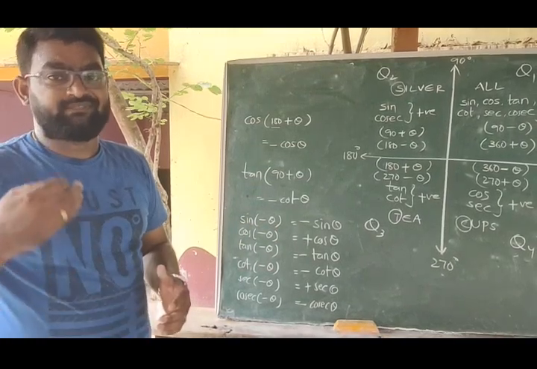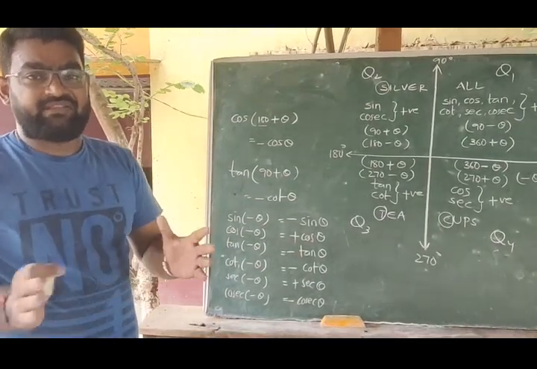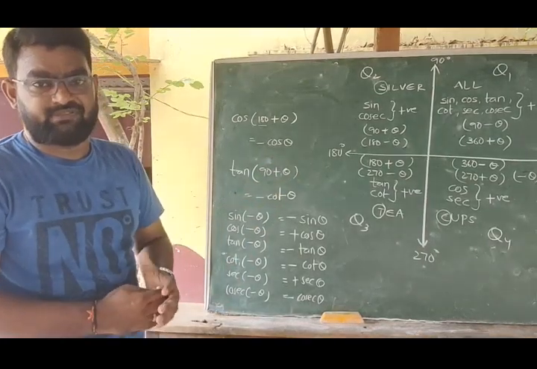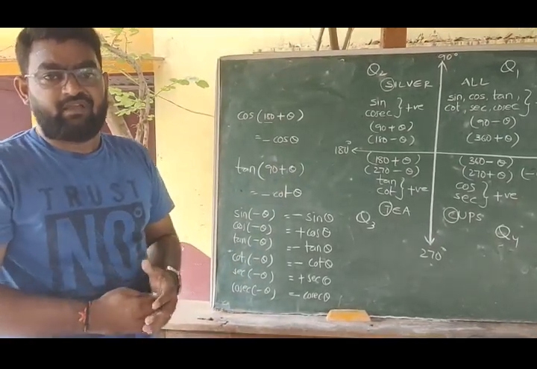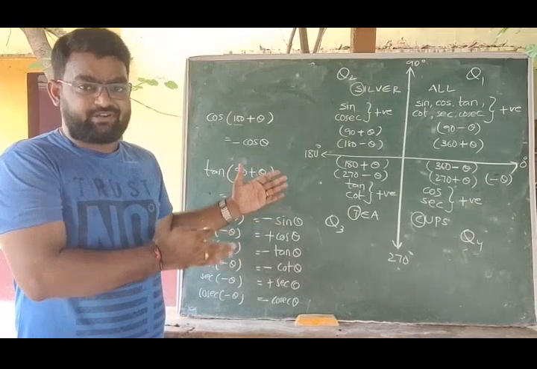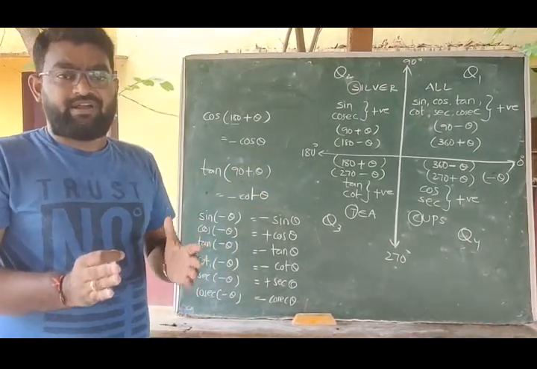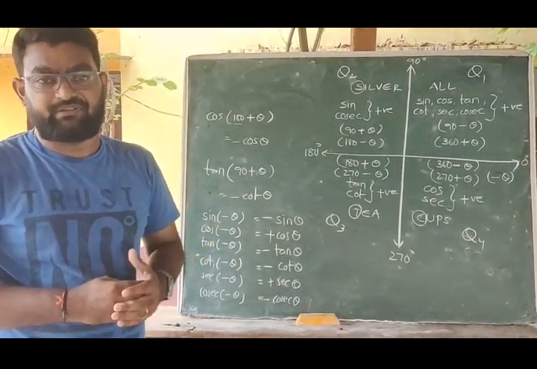Okay, so angles of more than 360 degrees also we can find easily by using All Silver Teacups. Tomorrow I am going to explain how it is applicable in trigonometry and how to find the large angles of trigonometry. Thank you.